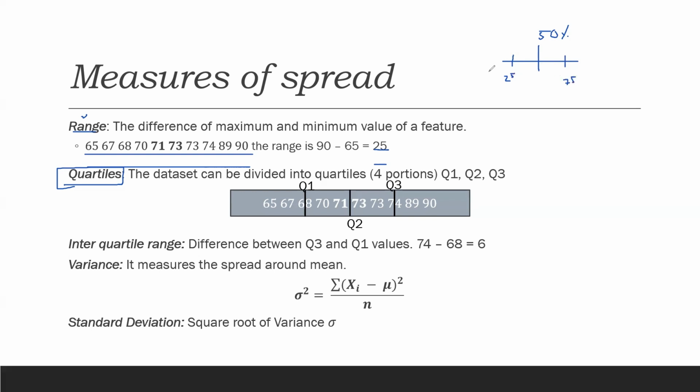So you arrange the data set in increasing order. First, get the median value. After getting the median value, you have two halves. One is this and one is this. So in this half, again, you get the centric value. In this half, again, you get the center value. So this one will become the 25th or Q1, and this will become Q3 or 75th. These are called quartiles because they are dividing the data set into four parts.